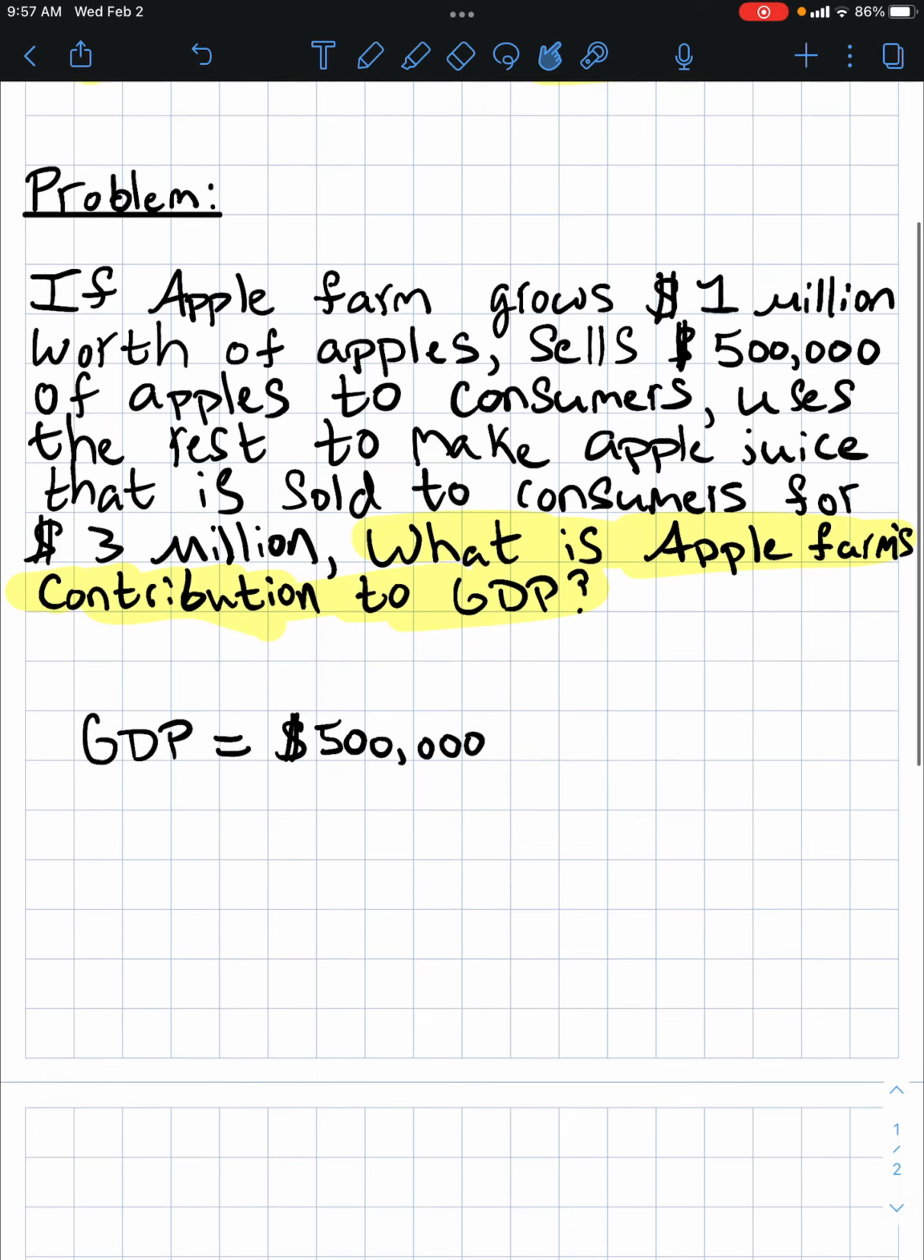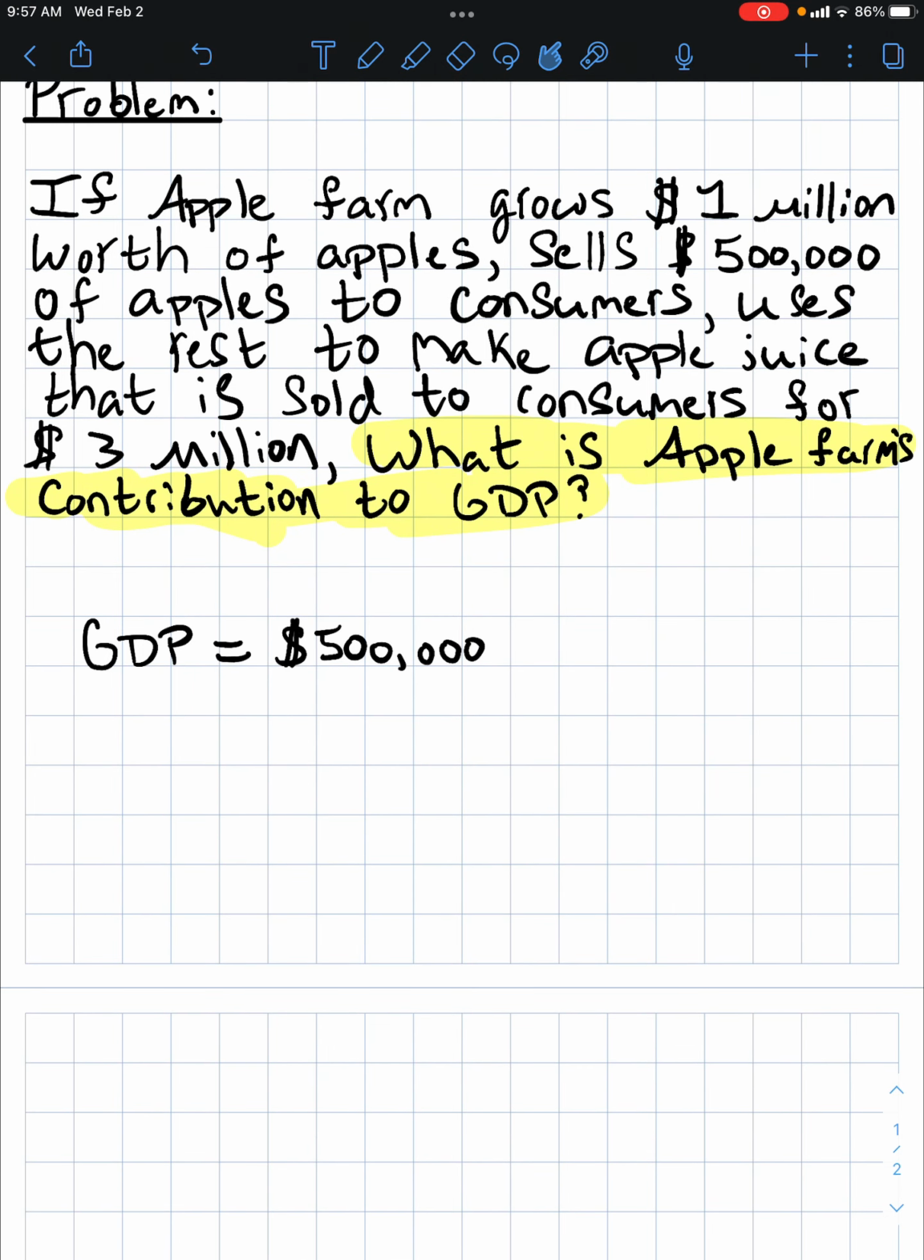Now, it uses the rest to make apple juice that is sold to consumers for $3 million. Is that $3 million of apple juice that's sold to consumers included in GDP? Yes, it is. Why is this $3 million included in GDP? Well, once again, it's a final dollar amount sold to consumers for consumption, so it falls within our C again. So, what is Apple Farm's contribution to GDP? It would be $3.5 million.